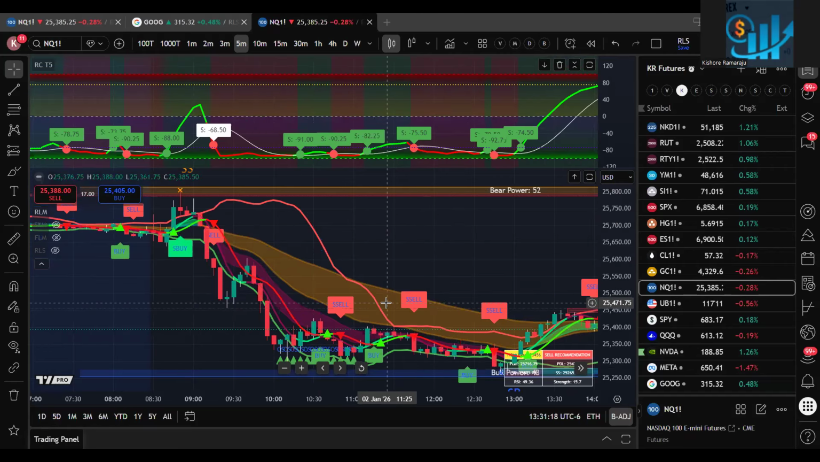Right? Every day you get these files. Generally, 99% of the time the price stays between R8 and S8. If price opens at R8, there will be a big drop. Or if price opens at S8, there will be a bounce.